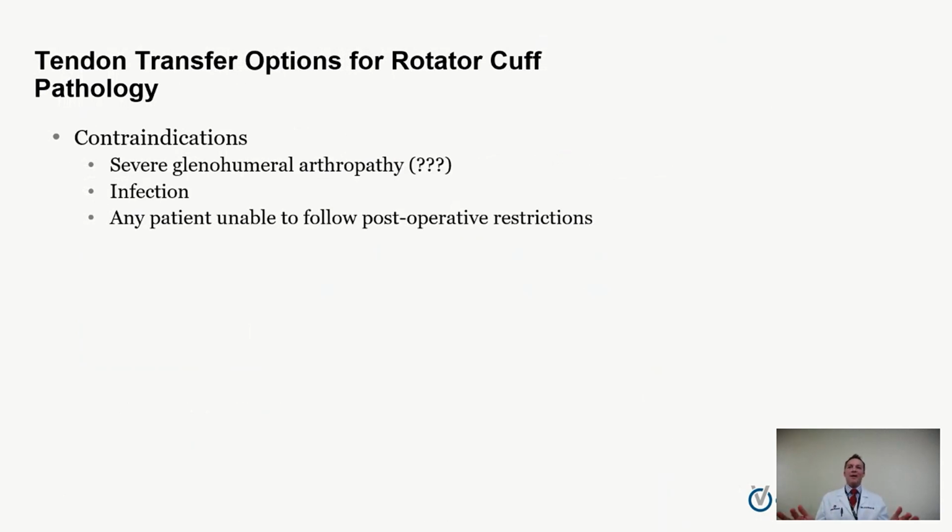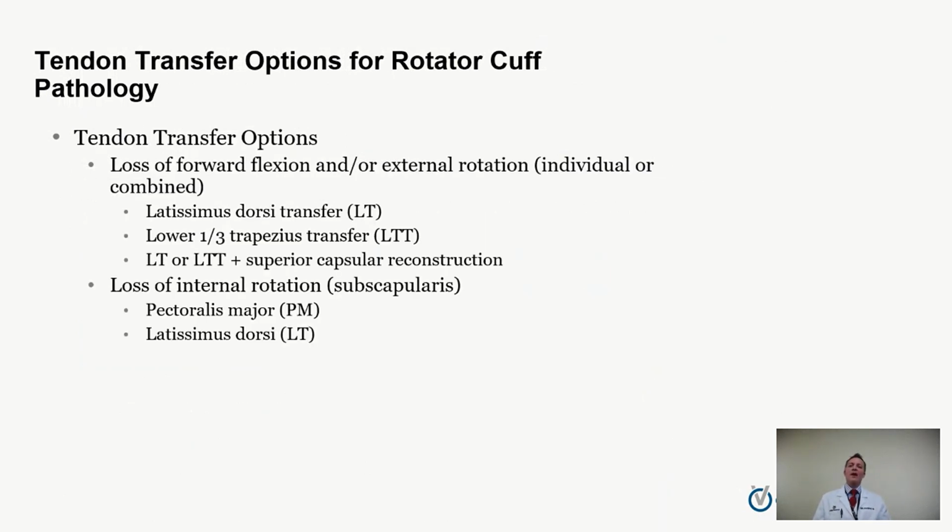If you have really bad arthritis, a tendon transfer is probably not in your best interest, but actually that's only mostly true, and that's yet a topic for another day. If you have an active infection, you also can't have a tendon transfer because we don't want to make you worse. And then any patient who is unable or unwilling, that was to my brother there, unwilling to follow their post-operative restrictions. All right, so what are our options?